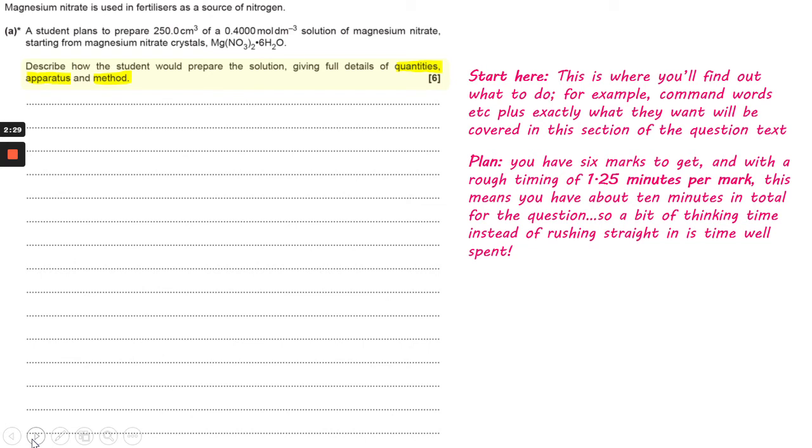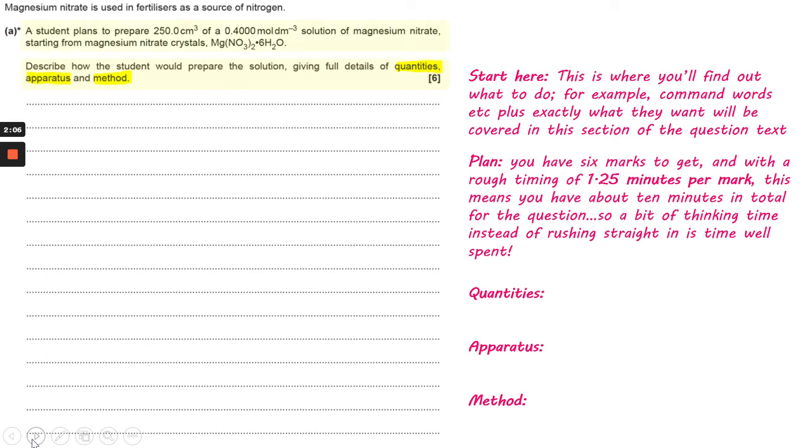What I'd suggest is have a look at the sentence that describes the command word. Where it says describe how the student prepare the solution, they clearly say quantities, apparatus and method. So look for where you could maybe say something about each of those and think about each one separately, and then you can pull them together and put them into the answer space.